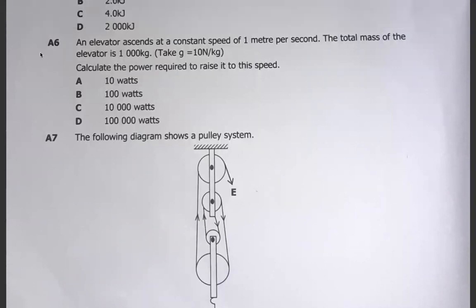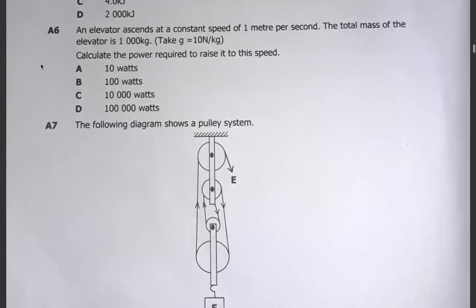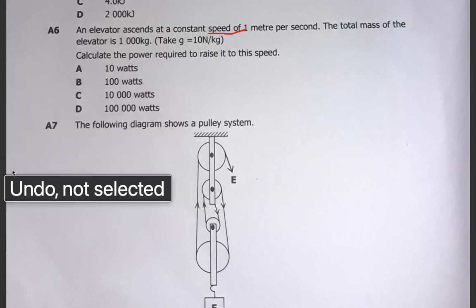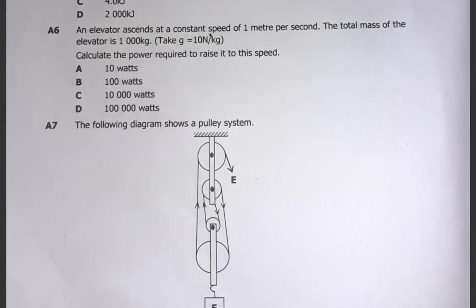I was trying to answer question A6. What we're given here is the constant speed of 1 meter per second, meaning the initial and the final are the same. The mass of the elevator is 1000 kg. We are also given gravity. We're told to find the power.